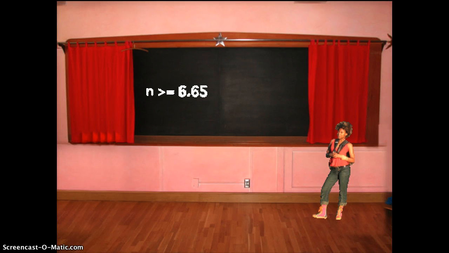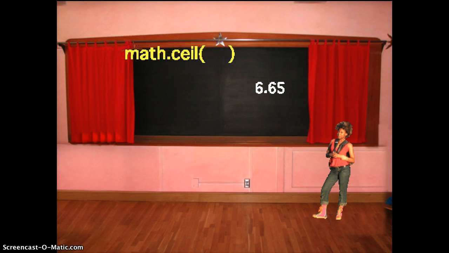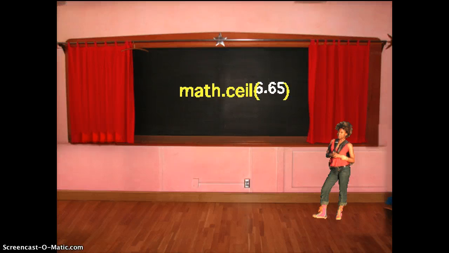We know n has to be greater than 6.65, and obviously for our project, n has to be an integer, because you can only have a discrete number of guesses. And this is where math.ceil comes in. Think of it as short for ceiling. It takes the next greatest integer higher than the current value. When we do that to 6.65, we get 7, just as the instructors told us.